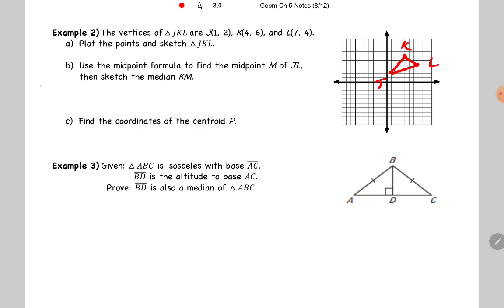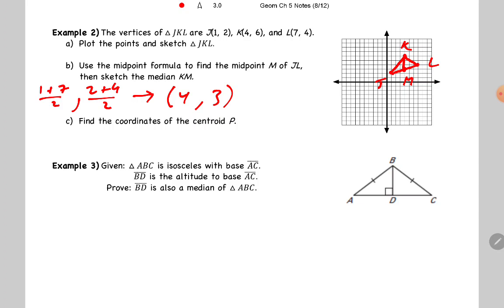is you add your x's together, so 1 and 7, and then divide by 2. And then you take your y values and add them together, 2 plus 4 divided by 2. And that'll give you 8 divided by 2, which is 4, and 6 divided by 2, which is 3. So 4 comma 3. That's M. Okay. And then draw the median KM. So you just connect the dots K and M.